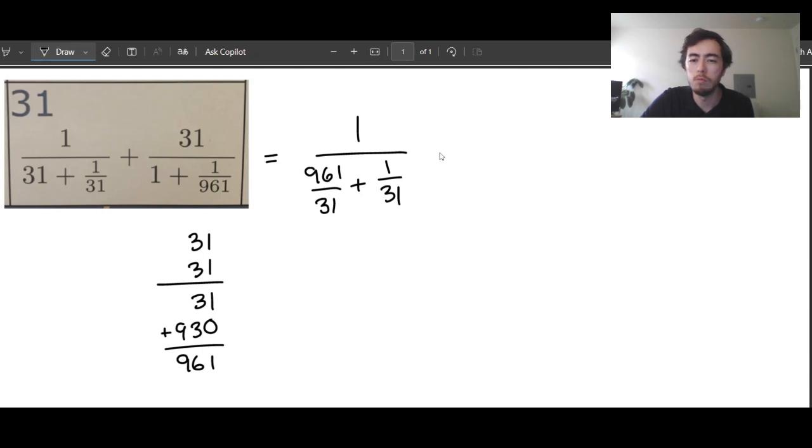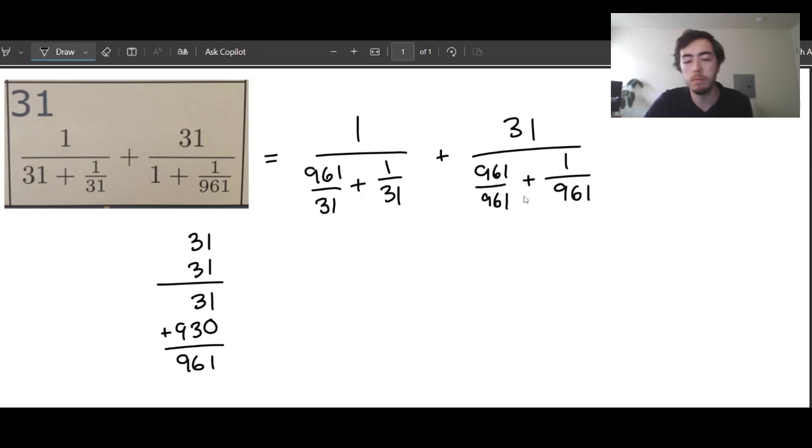And should I do that with the other one? We have a 31 on top, and then if I want to find a common denominator here, I guess it's convenient that this is just a 1. So I could just call it a 961 over 961. Okay, that looks pretty good.